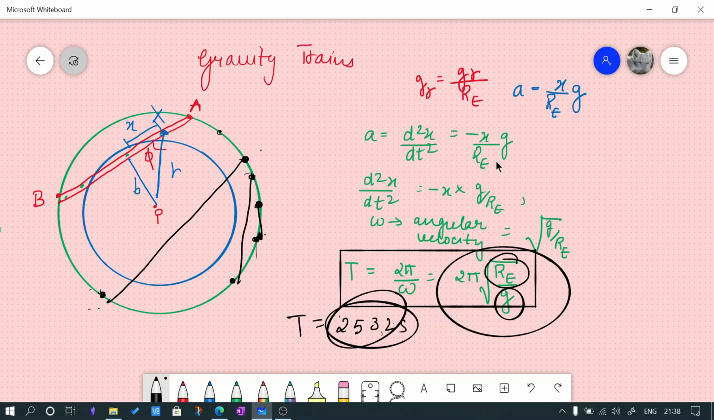So this is what the concept of gravity trains was, and that's it.